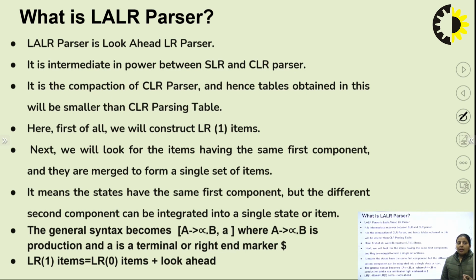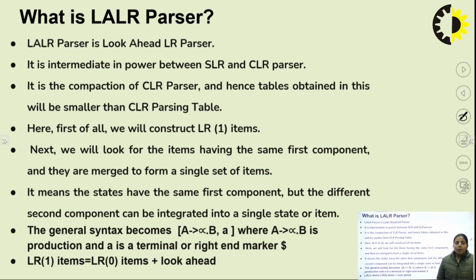It is the compression of CLR parser. Hence, the table obtained in this will be smaller than the CLR parsing table. So the CLR parser is the most powerful parser. We have to get the LALR parser from the CLR parsing table itself. So before constructing the LALR parser, we have to construct the CLR parser.